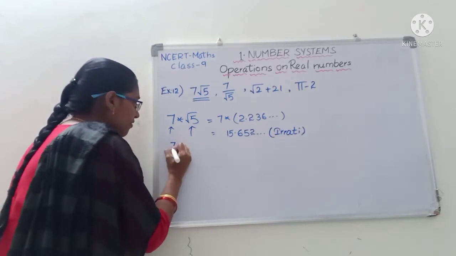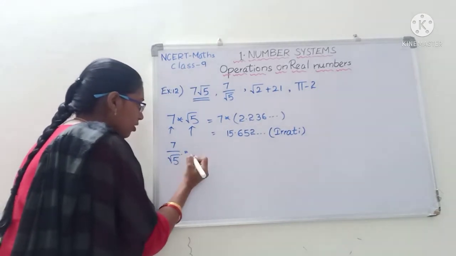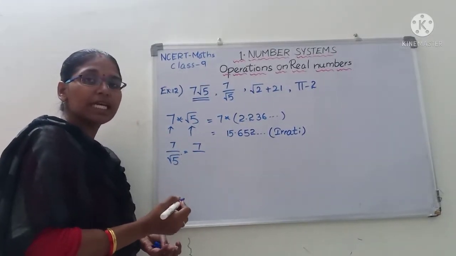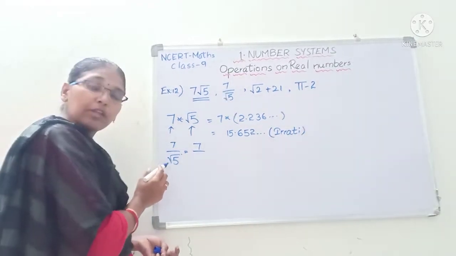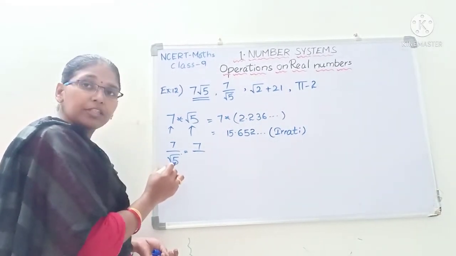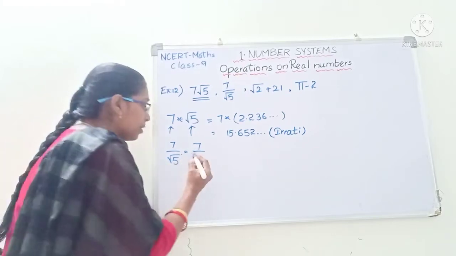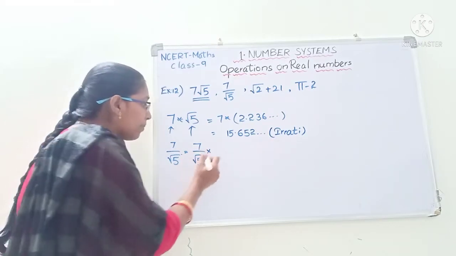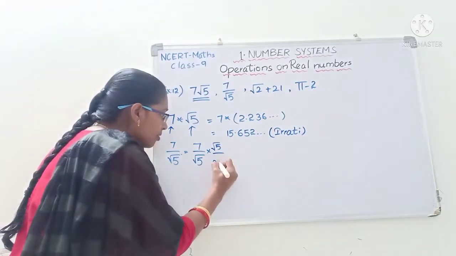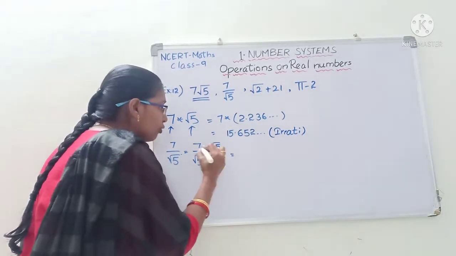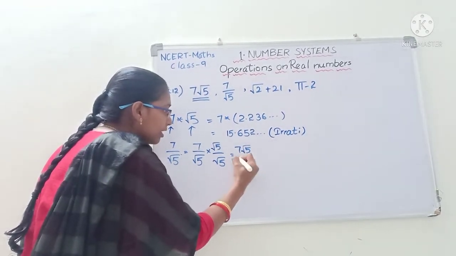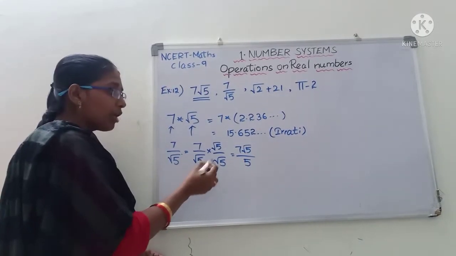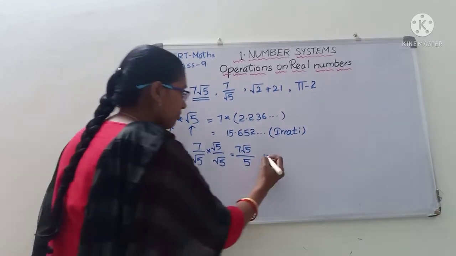Let's take another example. 7 by root 5. How do you solve this, children? We can solve this easily by rationalizing the denominator. Rationalizing the denominator means the denominator should be converted into a rational number. How do you do that? 7 by root 5. Multiply both numerator and denominator by root 5. So, you got 7 into root 5 in the numerator, and in the denominator, root 5 into root 5 is nothing but 5. So, in this way, we rationalize the denominator to solve the problem easily.